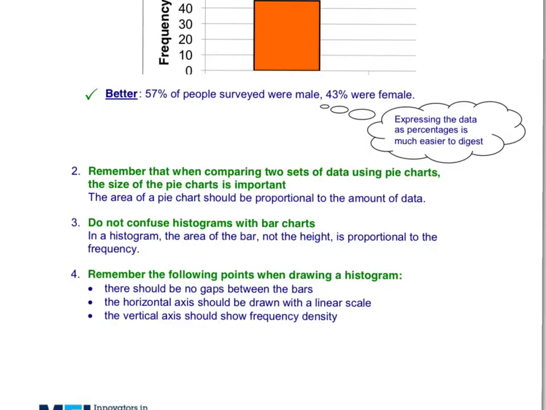Right, just to highlight some common errors, it's important not to confuse a histogram with a bar chart. With a histogram, the area of the bar and not its height is proportional to the actual frequency. So the height is given by frequency density. If we multiply the frequency density by the width, which gives us the area, we get frequency. Another few points is that there shouldn't be any gaps between the bars. The horizontal axis should be drawn with a linear scale, and the vertical axis should show frequency density.